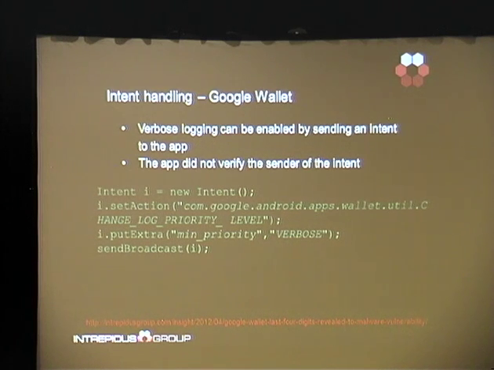And so this little snippet of code here is basically a piece of the exploit code. What happens here is an intent gets declared by, let's say, our application, written by Intrepidus. We set the action to change log priority level, and that's the action that Google Wallet will have an intent filter for. Then we add a little extra field to turn on verbose logging, and then we just blast it out. And what happens is, of course, the application starts dumping parts of the credit card number.